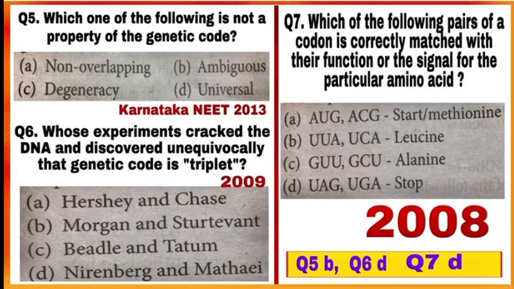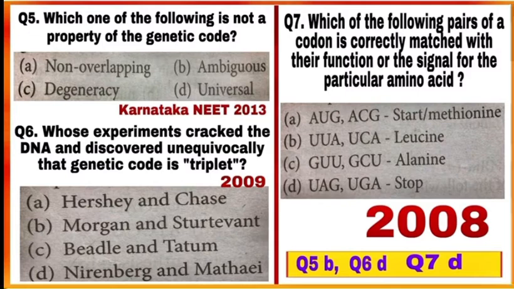C property देखिए, degeneracy, yes code is degenerate, means some amino acids are coded by more than one codon. Now see the D property, universal, the code is nearly universal. So out of 4 given properties, option B, ambiguous, is not the property of genetic code. So mark B as a correct answer.